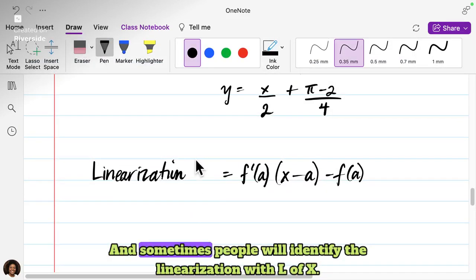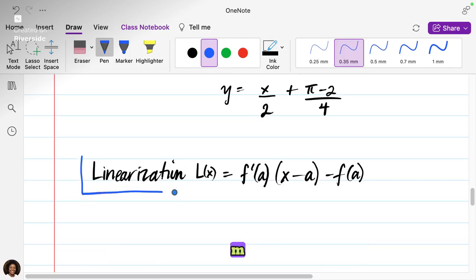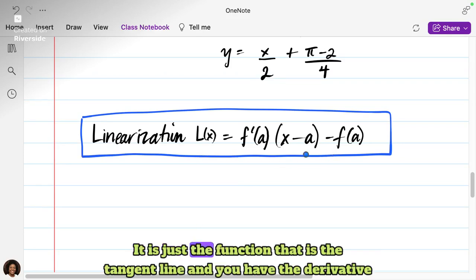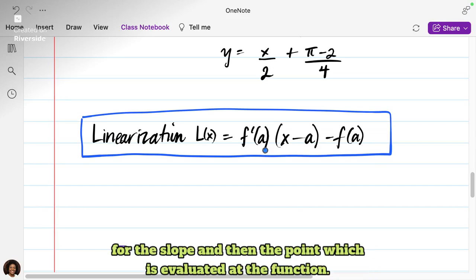And sometimes people will identify the linearization with L of x. So this can be what you think about when you think of the linearization. It is just the function that is the tangent line, and you have the derivative for the slope, and then the point, which is evaluated at the function.